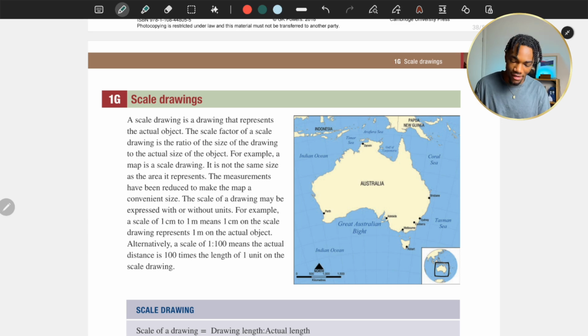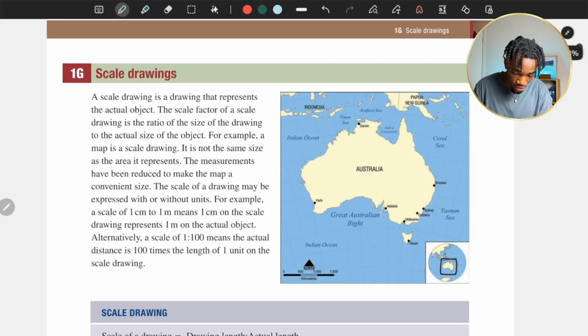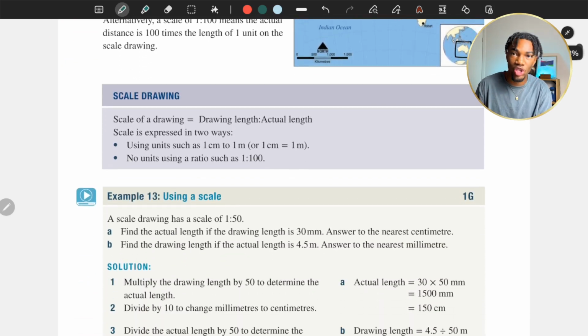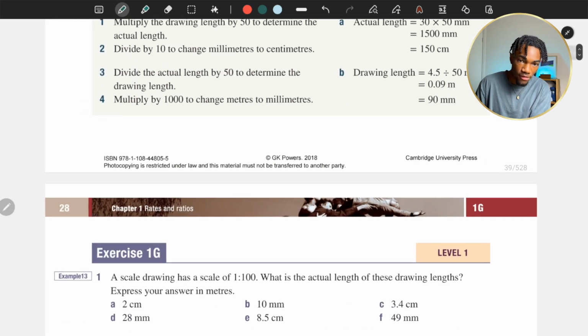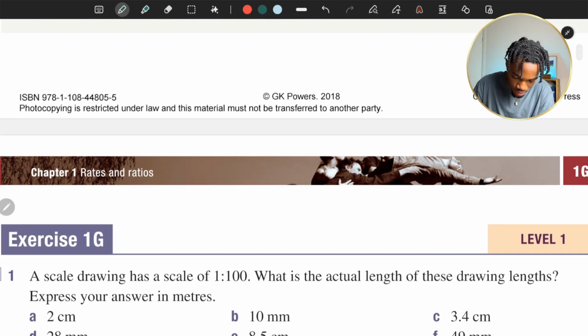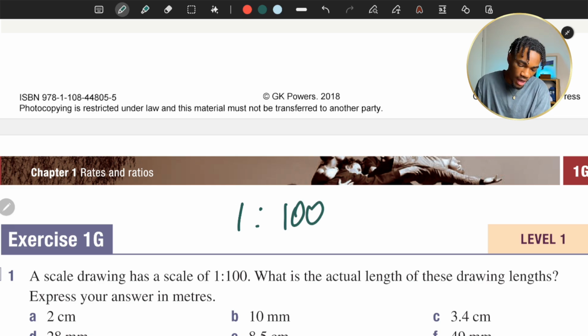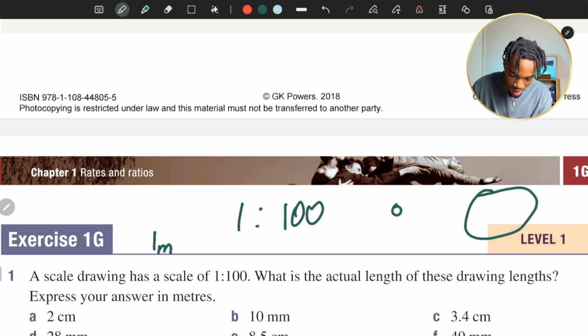Okay, so the next part of this is scale drawings. If you have a scale, you can have two types of scales. The first one is going to be 1 to 100, with no units. In this case, all it's saying is that if you have 1 meter, these units are going to be the same. So 1 meter on a scale drawing is going to equal 100 meters on a bigger drawing. Say this is a map and this is the actual place.